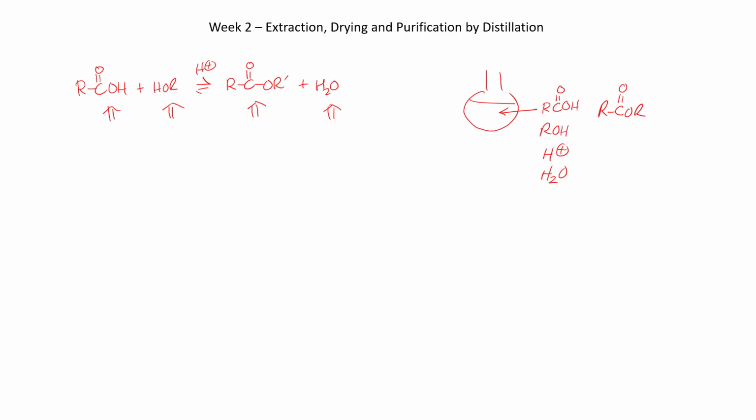So how would we isolate and purify the ester from all of this? Well, here's what we would have done first. What we first of all would have done is we would have extracted this mixture with sodium bicarbonate solution, an aqueous solution of bicarbonate. Now, carboxylic acids are the only ones in this mixture that will react with bicarbonate.